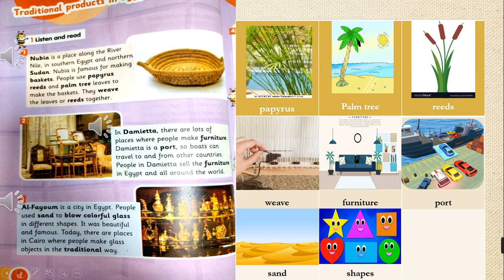Al-Fayoum is a city in Egypt. People used sand to blow colorful glass in different shapes. It was beautiful and famous. There are places in Cairo where people make glass objects in the traditional way.